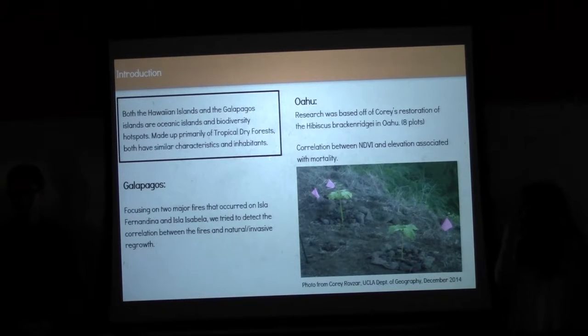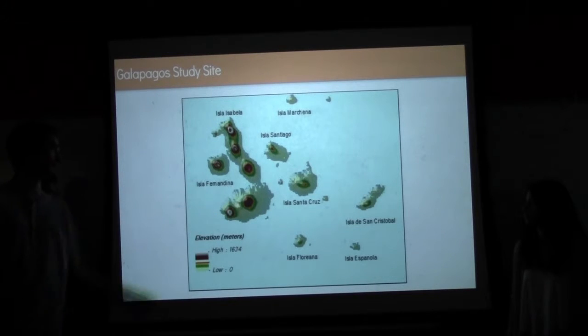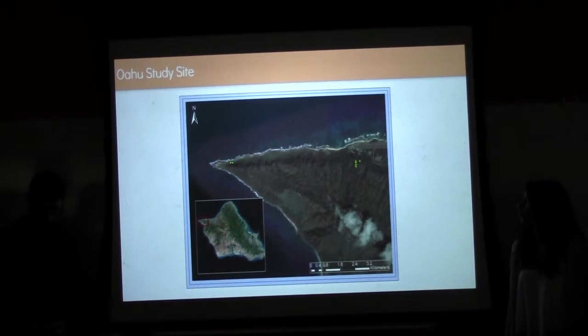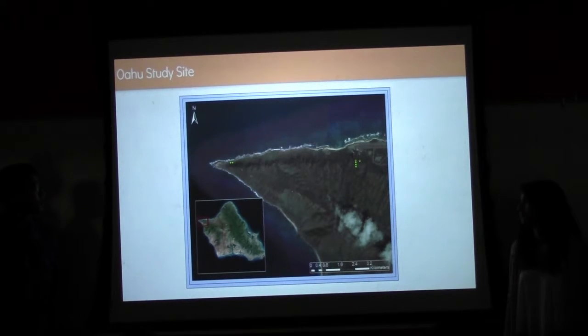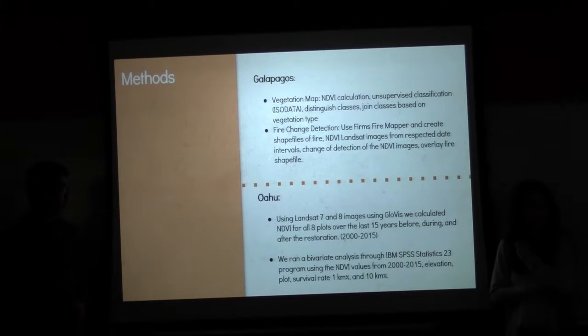And for Galapagos Islands, we wanted to study 2 major fires on island Fernandina and Isabella. Then we tried to correlate the fire impact with either invasive or natural regrowth of plants on those islands. This is the study set for the Galapagos, Fernandina, and then the southern side of Isabella. And this is the Oahu study site. The points are the plots where Corey planted the hibiscus brachypyrgi.